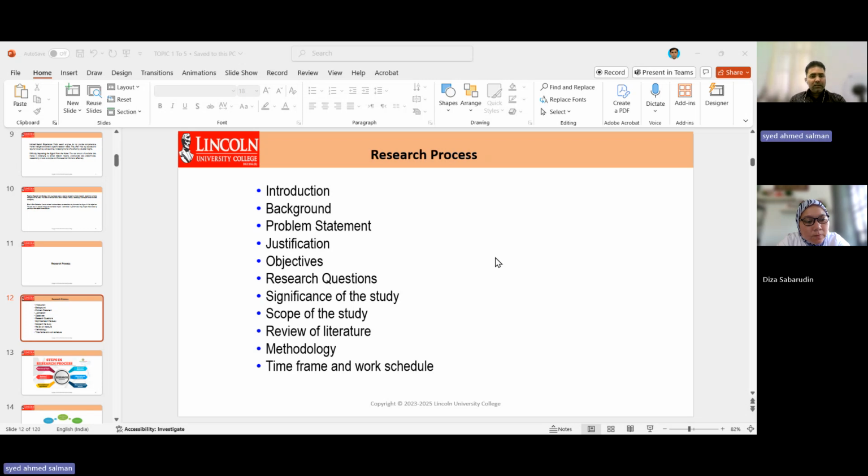After chapter 2, you are going to write chapter 3, chapter 4, and chapter 5. But in order to write the assignment, you are not going to follow the chapterization. You are not going to write everything. You are going to write the problem statement, the objective, the lacuna, everything in the introduction.